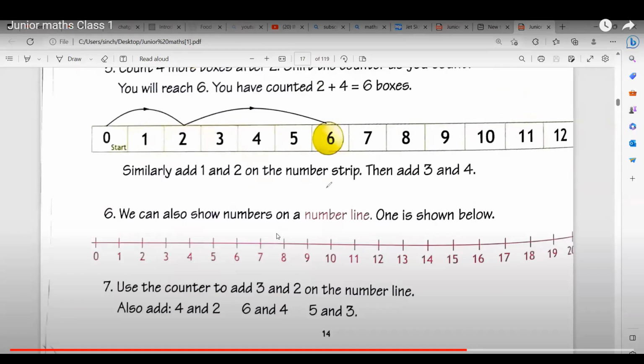Very good. Now tell me the next one. And four. One and two is three. That is correct. Then add three and four. So if you add three and four, what is the answer? Seven. Very good. Three and four is seven. Now tell me this one. Number six. Number six. Yes.